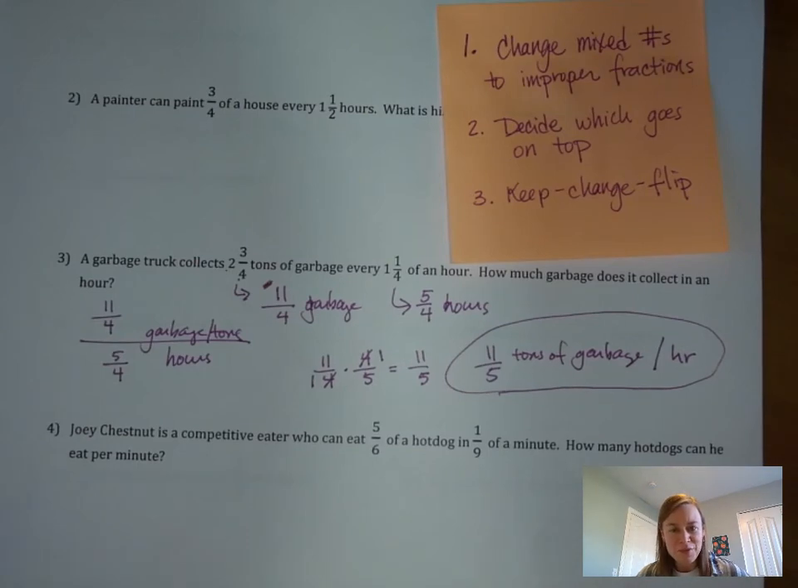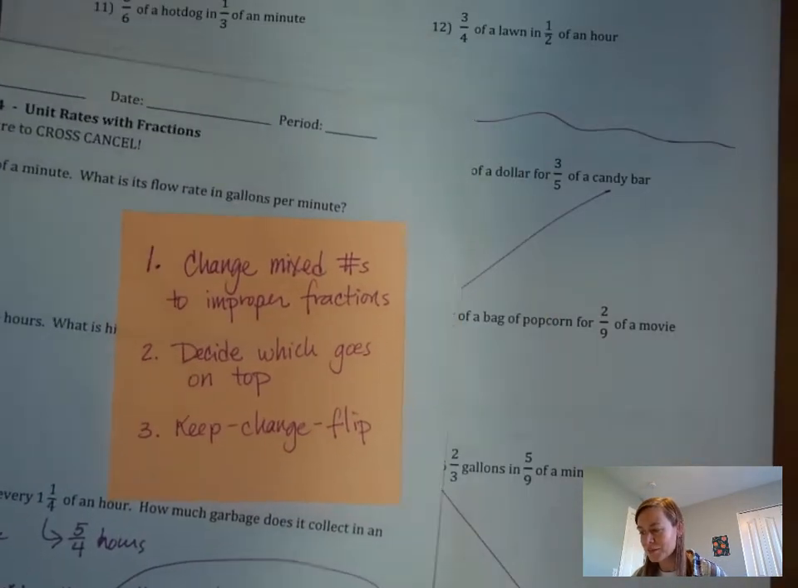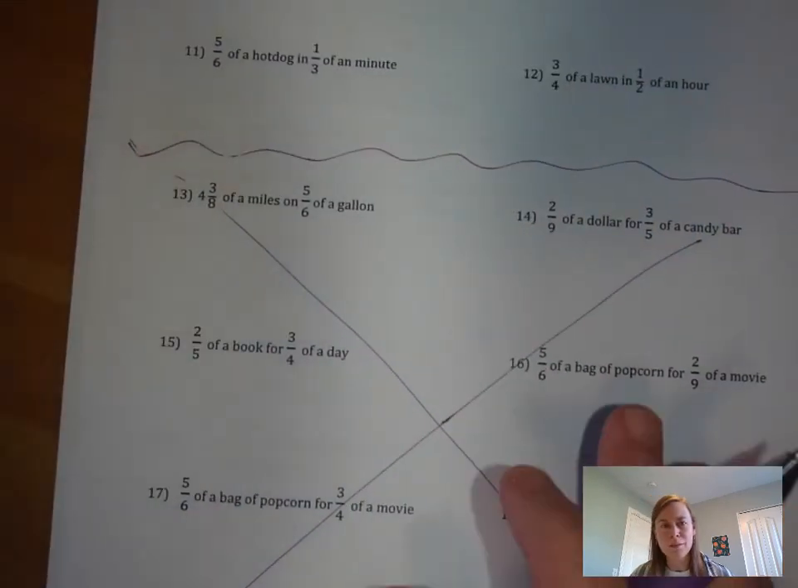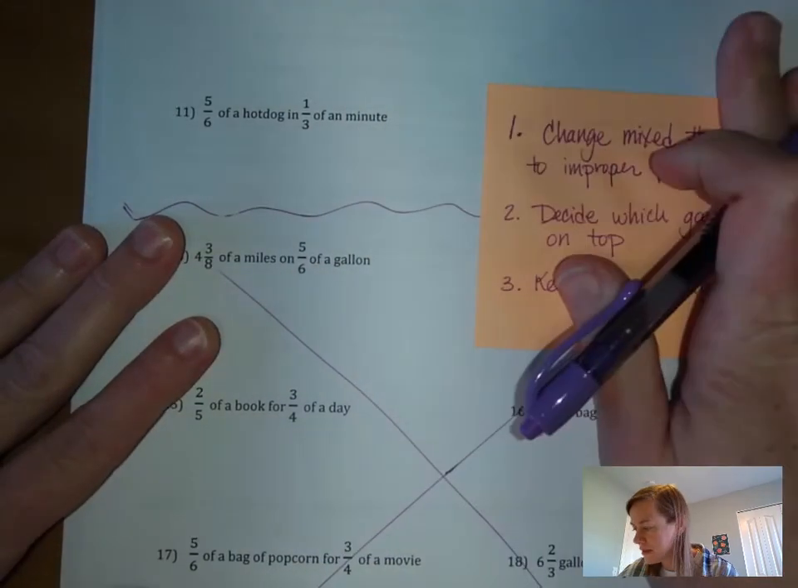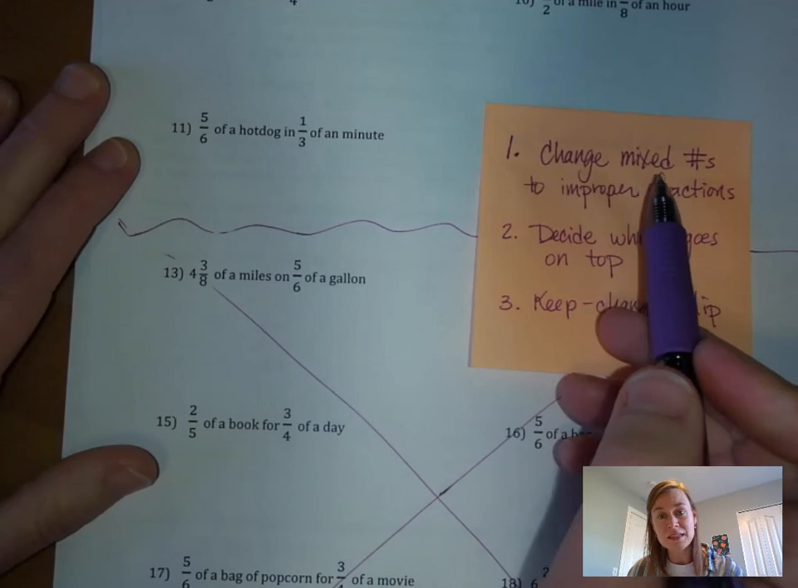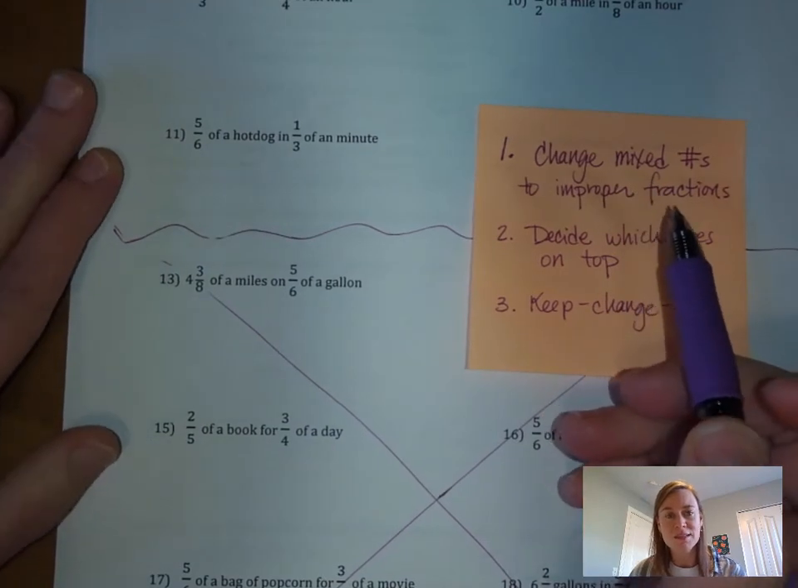Okay. If you feel ready to do your work, go ahead and do it. That would be great. If you want to stick with me for one more example, then that is awesome too. We're going to go over number 11. It says 5/6 of a hot dog in 1/3 of a minute. And here's our steps. So are there any mixed numbers to change to improper fractions?